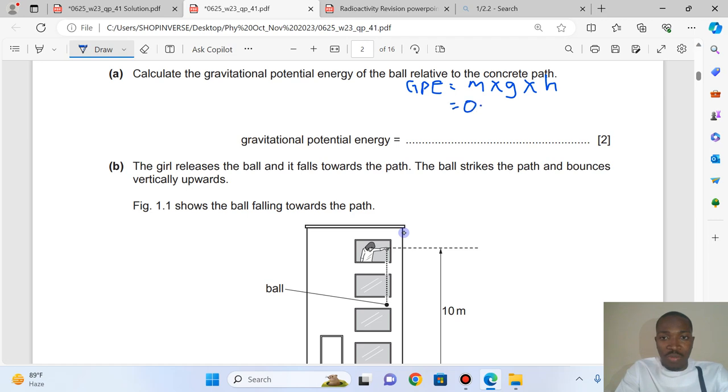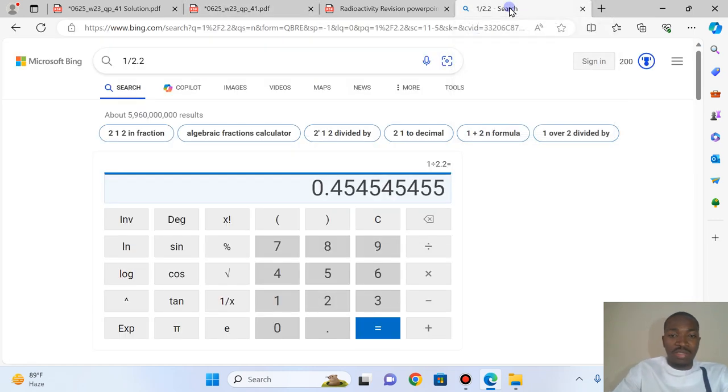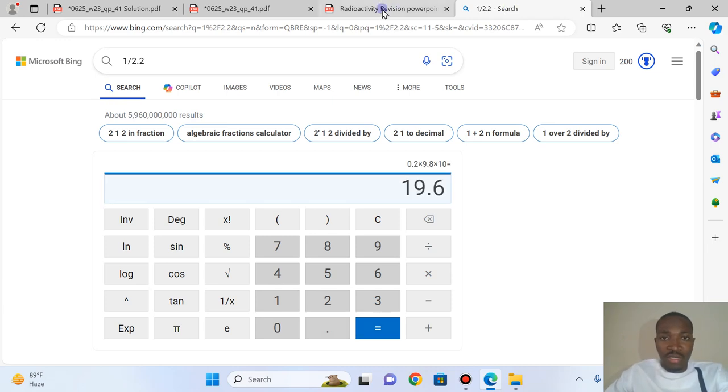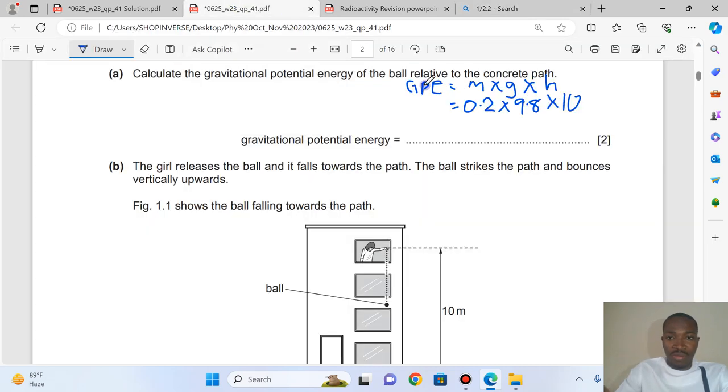The mass of the ball is 0.2 kilogram. Gravitational field strength is 9.8. The height of the building is 10 meters. So we multiply 0.2 times 9.8 times 10. This gives us 19.6 joules. Energy is measured in joules. So 19.6 joules, okay?